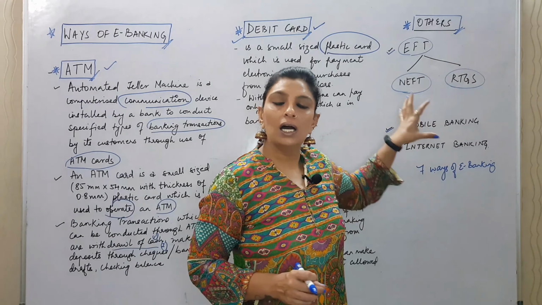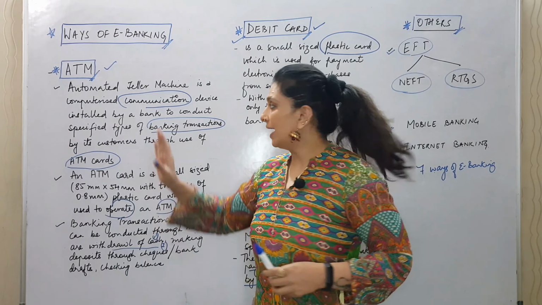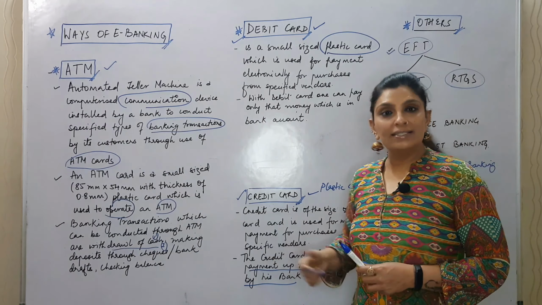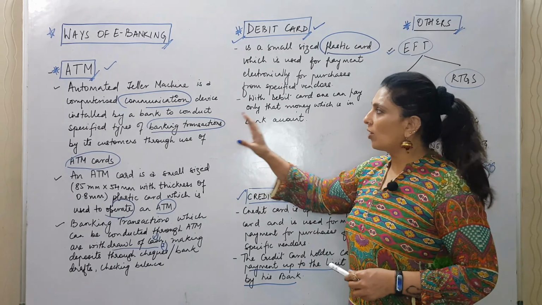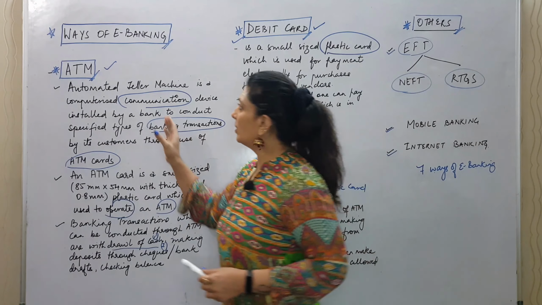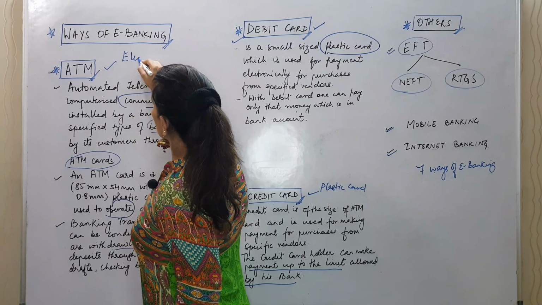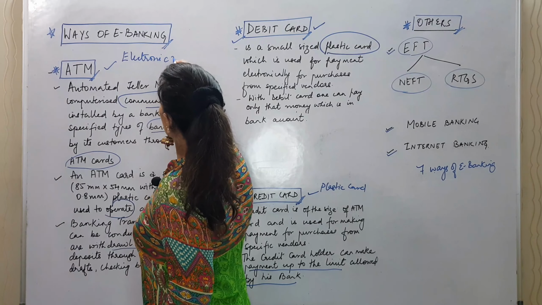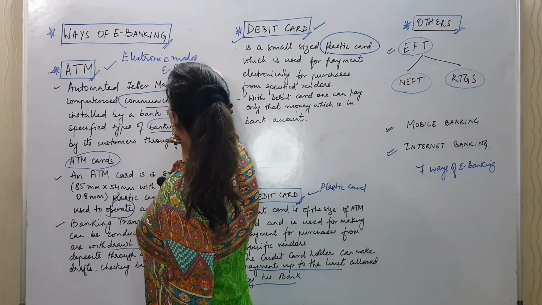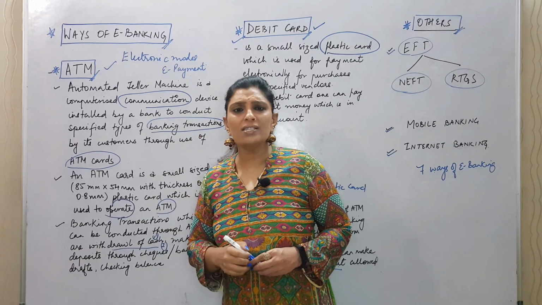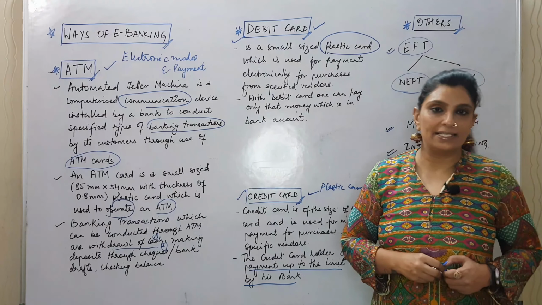Once we finish with the ways of e-banking, next we are going to do modes of payment, in which ATM, debit card, credit card stand as they are. We are going to add a few more ways along with this. This has already been explained to you. Instead of writing ways of e-banking here, I can also say this is electronic modes of e-payment. In that, ATM is just a via media, that is a way, but debit card and credit card will be used as they are.